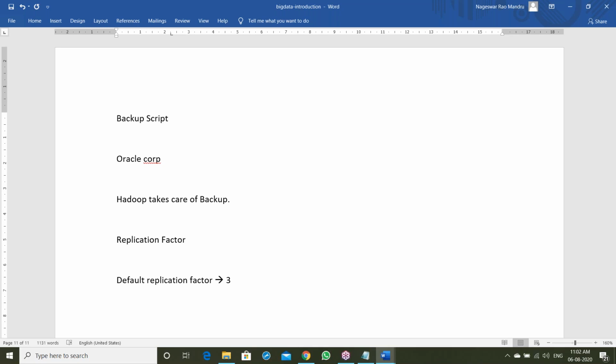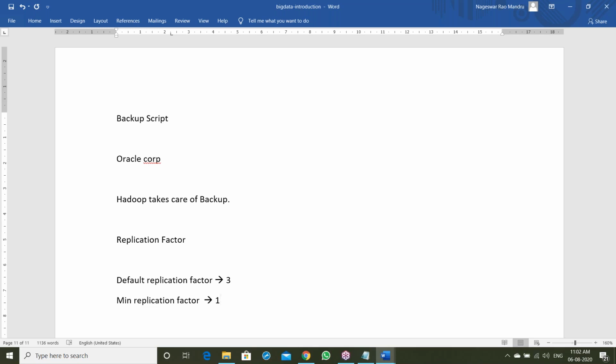Suppose you don't want 3 copies here, you can make it a single copy also. The default replication factor is 3. The minimum replication factor is 1. If you want to change it, we can configure it. We can make it 1 also.